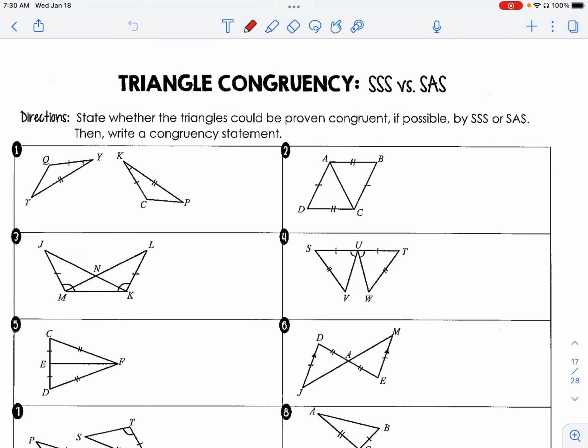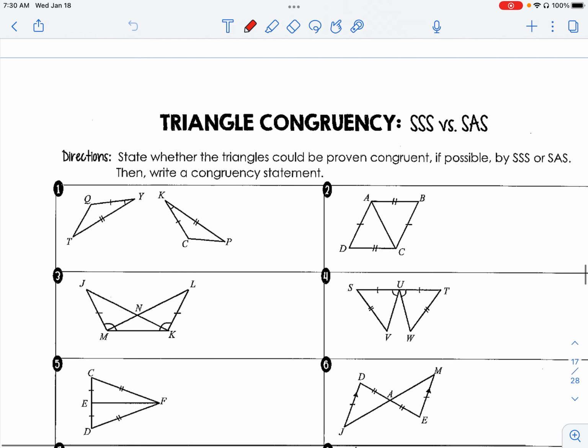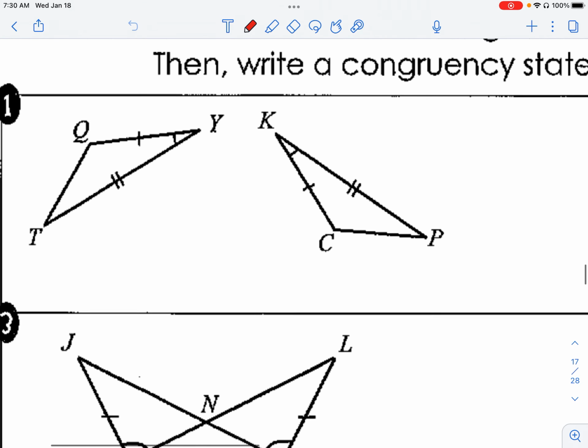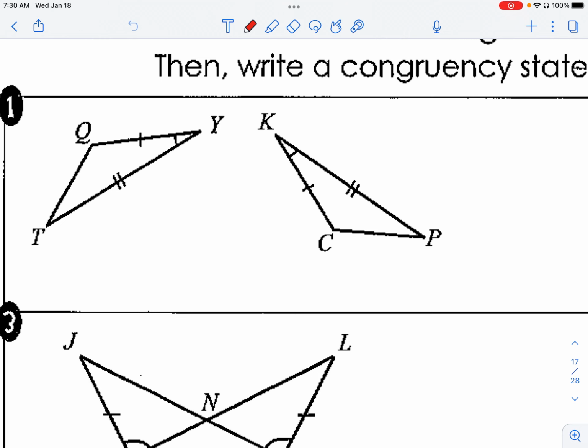All right, we're going to determine whether we can prove triangles congruent by side, side, side, or side, angle, side. Let's look at number 1. Here we have one congruent side, we have an angle, and a second side. So here we have side, angle, side, congruent.